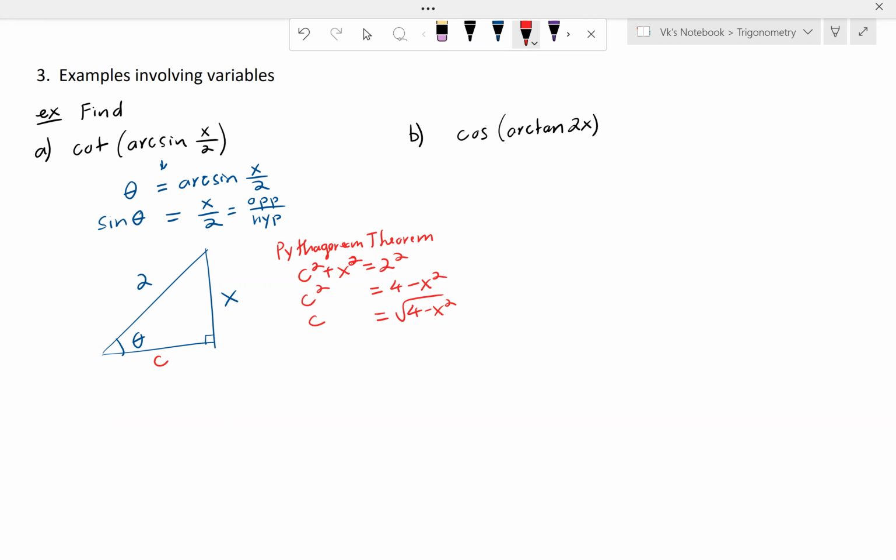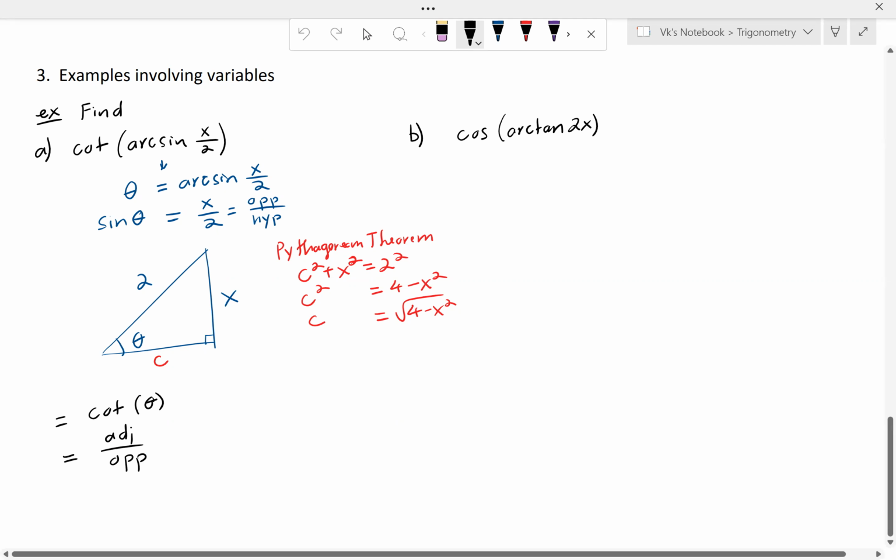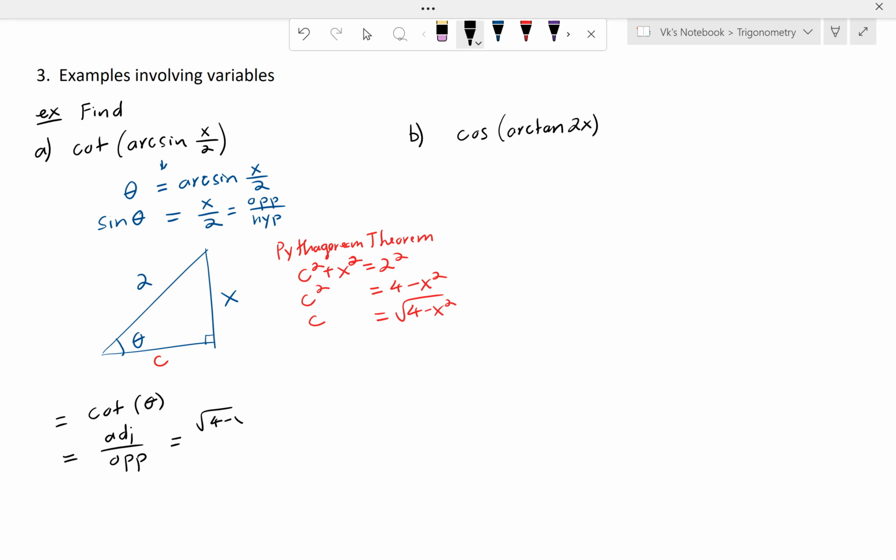And once we have all the sides of the right triangle, then cotangent of the angle is one over tangent, which is adjacent over opposite, and that is root of 4 minus x squared over x.